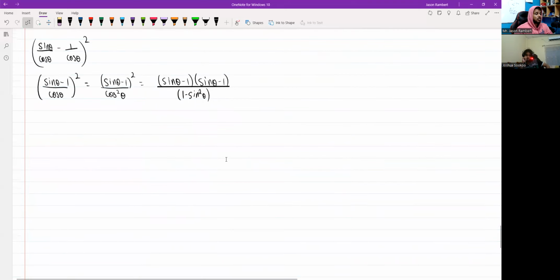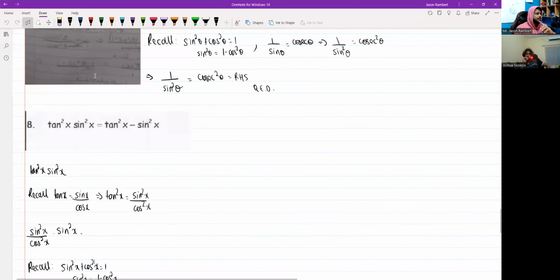The denominator is now a difference of two squares because it can be written as 1 squared minus sine theta all squared. So the numerator is sine theta minus 1 into sine theta minus 1 all over 1 squared minus sine theta all squared. This and this are the exact same thing, just written differently. And this is another one of the tricks in proving identities, noticing a difference of two squares.